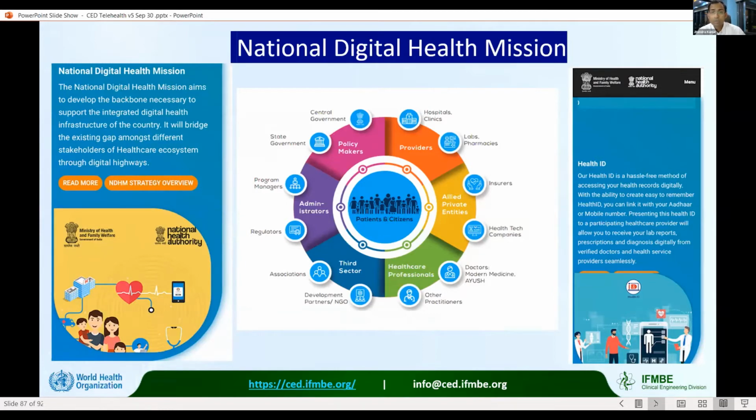The third component is non-patient consultative diagnostic telehealth, like teleradiology, teleophthalmology. We also have a large teleophthalmology program in India that operates as part of the National Health Mission.